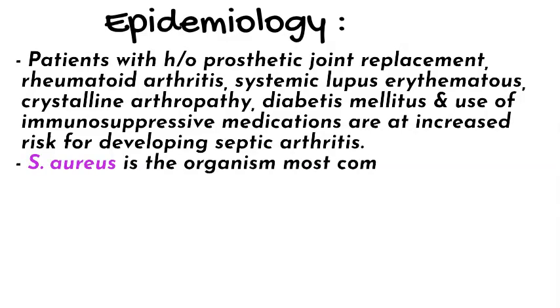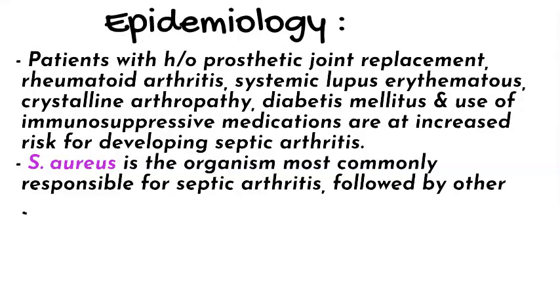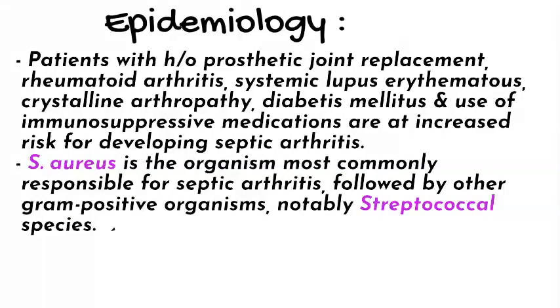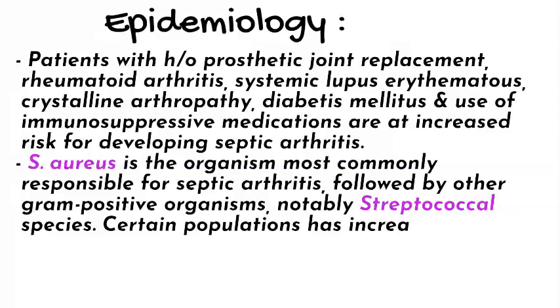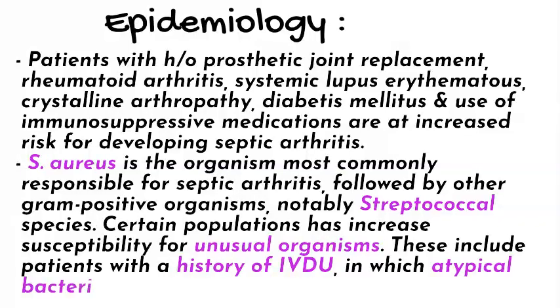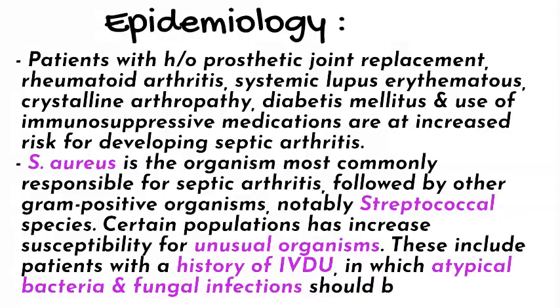Staphylococcus aureus is the organism most commonly responsible for septic arthritis, followed by other gram-positive organisms, notably streptococcal species. Certain populations have increased susceptibility to unusual organisms. These include patients with a history of intravenous drug use, in which atypical bacteria and fungal infection should be considered.